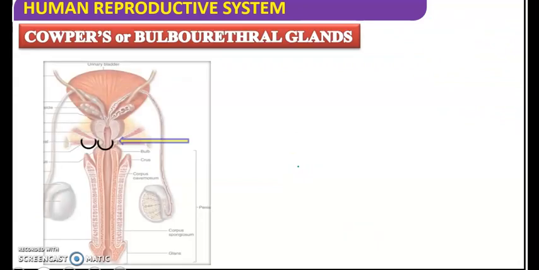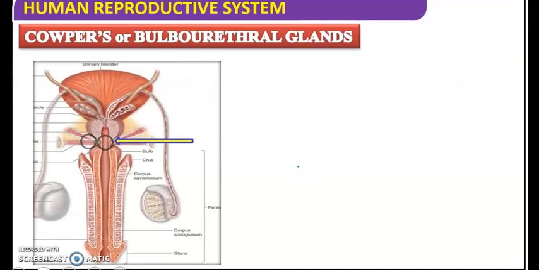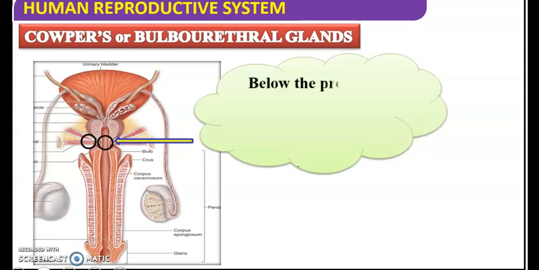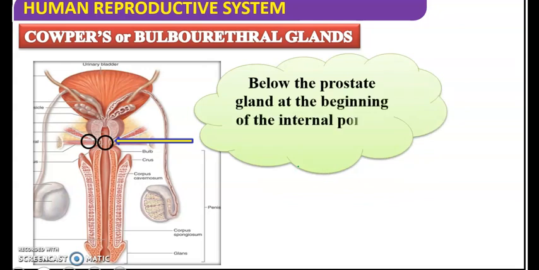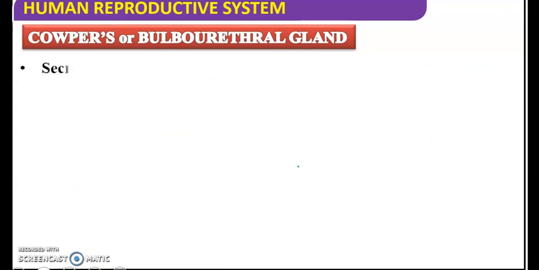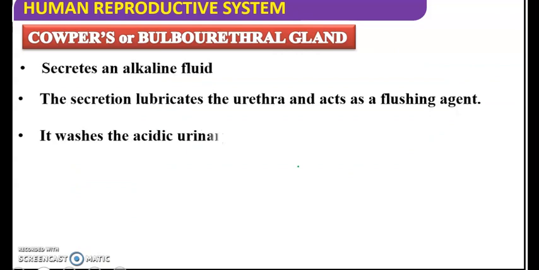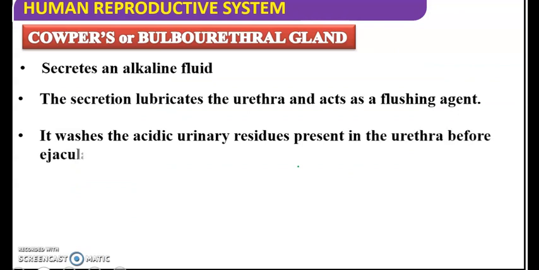So next let us go to the Cowper's gland. So there is the location of the Cowper's gland which has been highlighted. Now Cowper's gland is also called the bulbourethral gland, and it is almost the size of green peas. It is just below the prostate gland at the beginning of the internal portion of the penis. And it also secretes an alkaline fluid which lubricates the urethra and acts as a flushing agent.